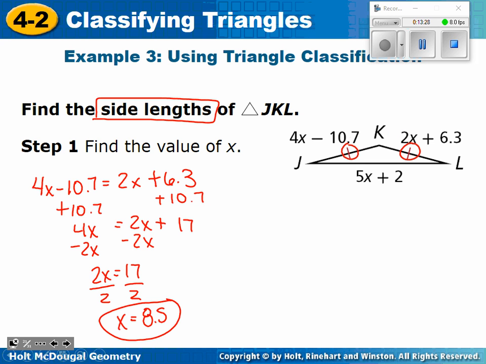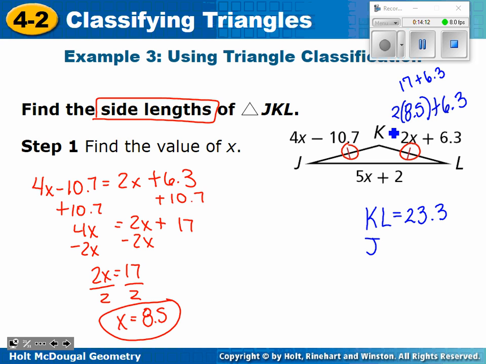When we go to plug it back in, do we have to plug it back into all three sides? No. What sides do we have to plug it back into? Okay, because these two are the same, they should have the same measure. You can plug it into both if you want to make sure that you've done it correctly, but you don't need to. Which one do you guys want to plug it into? Okay, 2x plus 6.3. So 2 times 8.5 plus 6.3. What's 2 times 8.5? Good. So we have 17 plus 6.3. And what is that? 23.3.